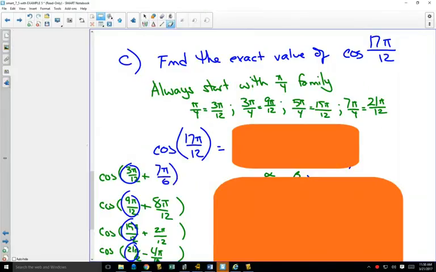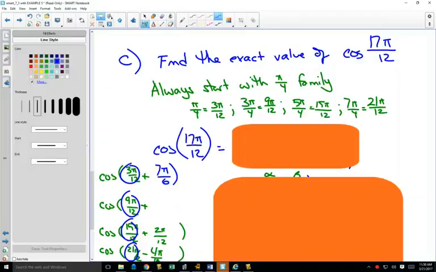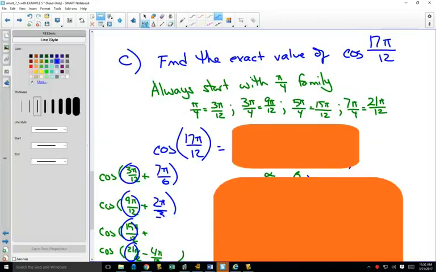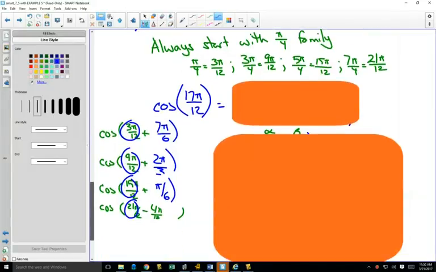Reduce 8 pi over 12. What do you get? Two pi over 3. Is that on your pi plate? Yes, it is. Reduce 2 pi over 12. You get pi over 6. Obviously, that's on our pi plate. And finally, if you would reduce 4 pi over 12, you would get pi over 3.